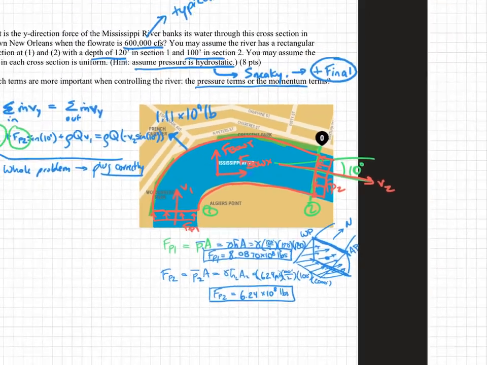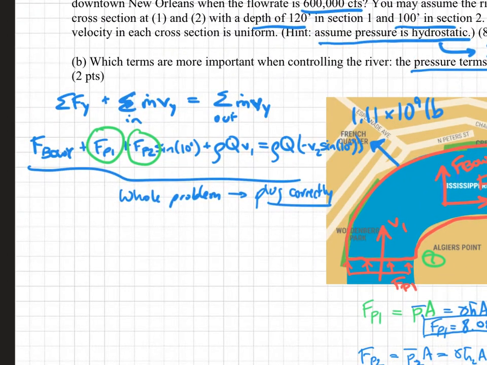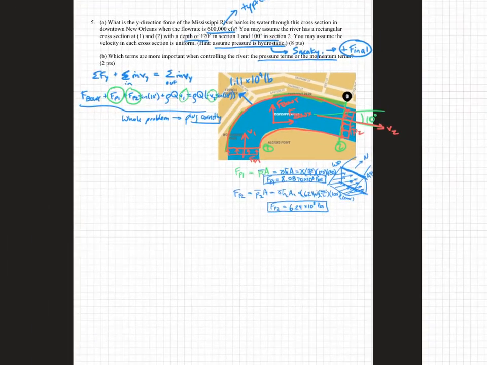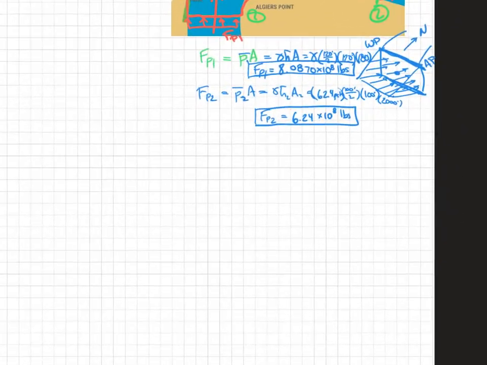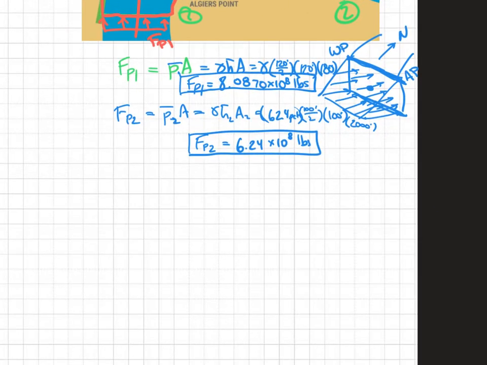So let's go look over here. We've got those two pressures. What else do we need? We have a Q. Q is given. So we need these velocities, this velocity and this velocity, and then we'll be ready to go. That's going to be a little continuity for us, so let's go down here and do some continuity.